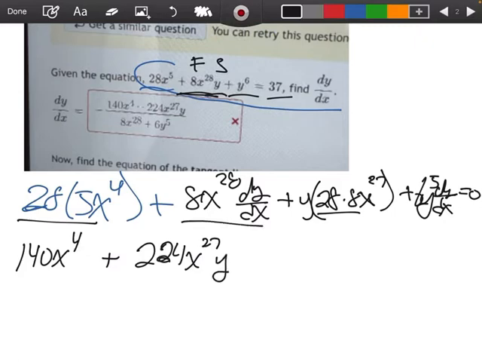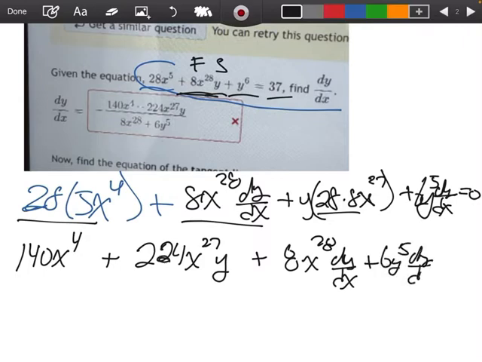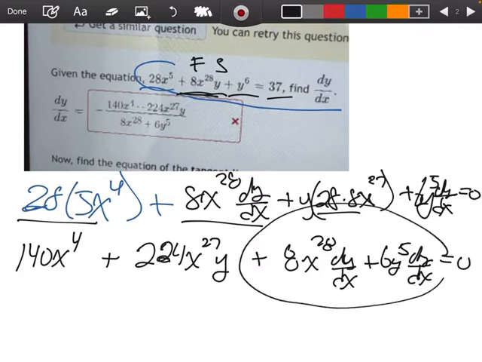And then I'm going to write these next to each other. 8x to the 28th dy/dx plus 6y to the fifth dy/dx equals 0. Remember, we want to get those guys together, right? Because they both have a dy/dx. So these two are going to move to the right side. So right now they're both positive. When I bring them over, they're both going to become negative.